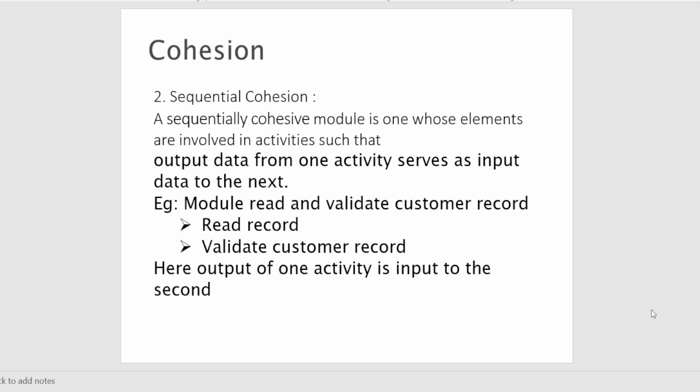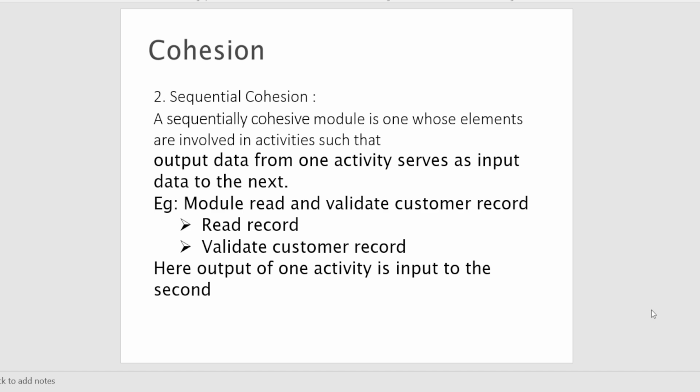The second type of cohesion is called sequential cohesion. A sequential cohesion generally consists of those elements that are involved in activities such that the output of one activity serves as an input of another activity. If I initialize the value of a to 1 and then I write print a, right? Then these two statements, a is equal to 1 and print a, are sequentially related.